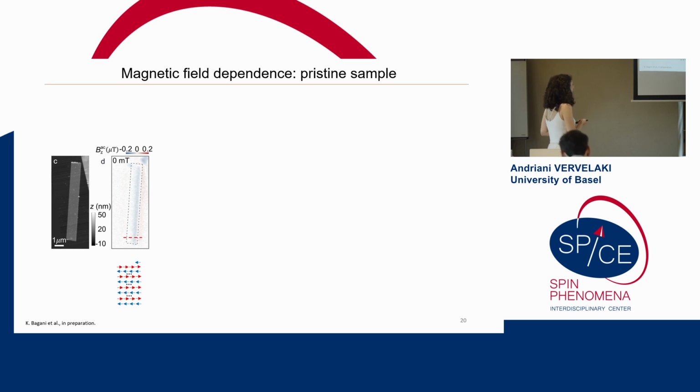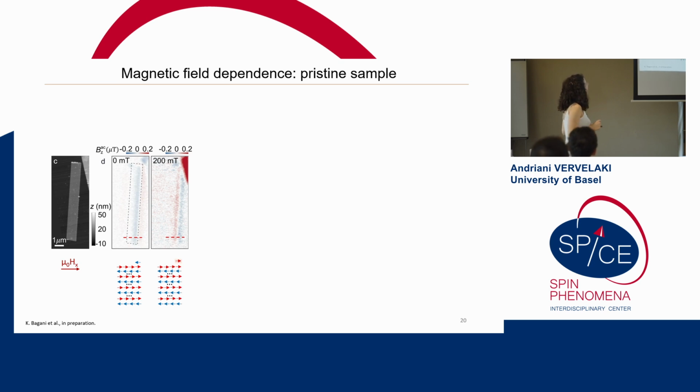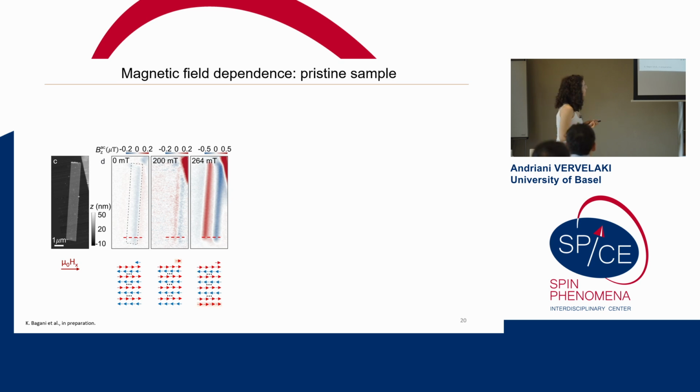Starting at 0 field, we observed that we have the same configuration that we had on the strained flake. By increasing to 200 millitesla, we see that the top strip now reorients first. And this is because we don't have compressive strain as before. While continuing further, we see a very sharp transition of the bottom layer flipping. So note this wiggling that we saw in the previous case.